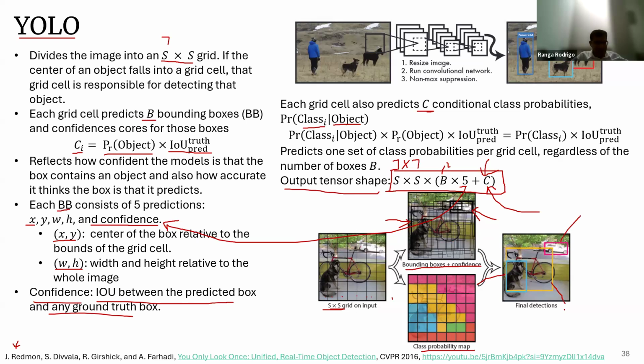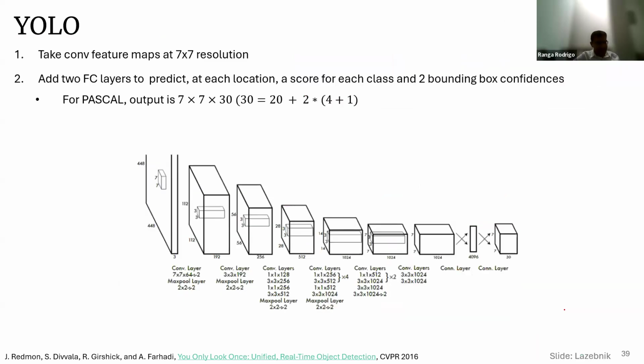So this is what YOLO does. In more detail, take the convolution feature maps at 7 by 7 resolution. That's why we say the image has been divided into a 7 by 7 grid. Then two fully connected layers predict, for each location, a score for each class and two bounding box confidences. For Pascal, this is the dataset Pascal VOC, the output is 7 by 7 grid times 30.